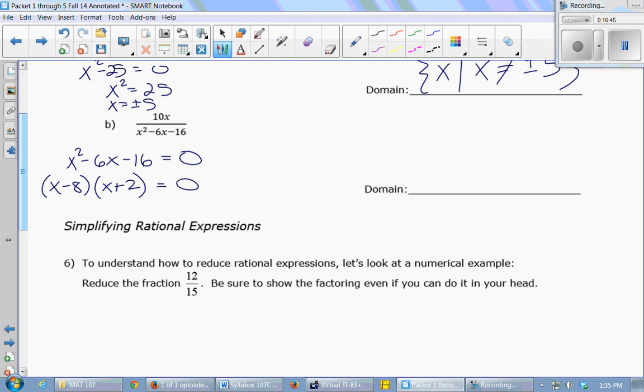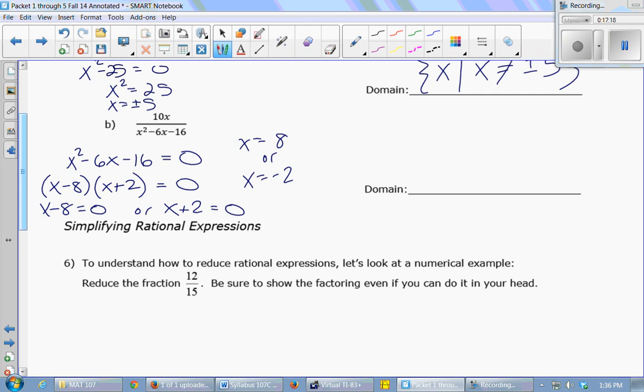And once you factor, the whole reason that you factor a quadratic when you have it equal to 0 is that if you multiply two things together and you get an answer of 0, it has to be that one of them was 0. That's the only way to get 0 as the answer to a multiplication problem. So either x minus 8 equals 0 or x plus 2 equals 0. You solve each of them separately and you get x equals 8 or x equals negative 2.